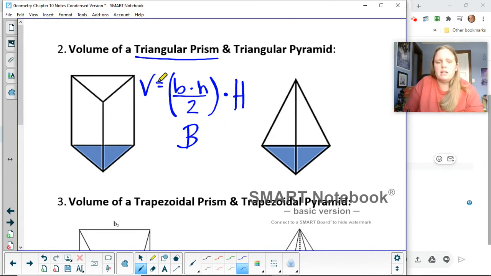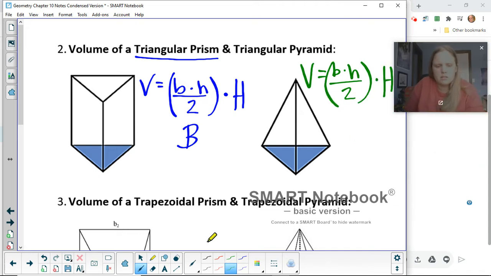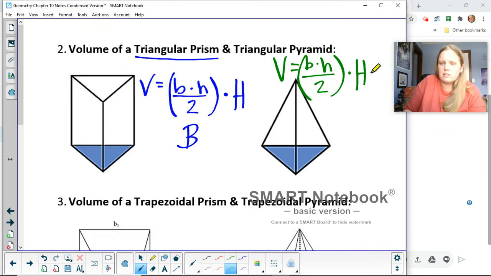Now, triangular pyramid, it's going to be the same formula, base times height divided by 2 times height. But because it's a pyramid, it is 1/3 of the size of the prism. So we'll divide by 3. Now your little b and little h, those represent the base and the height of the triangle itself. So it kind of depends on what triangle you have at the bottom. If it's a right triangle, obtuse, or acute, on which parts you're going to need.